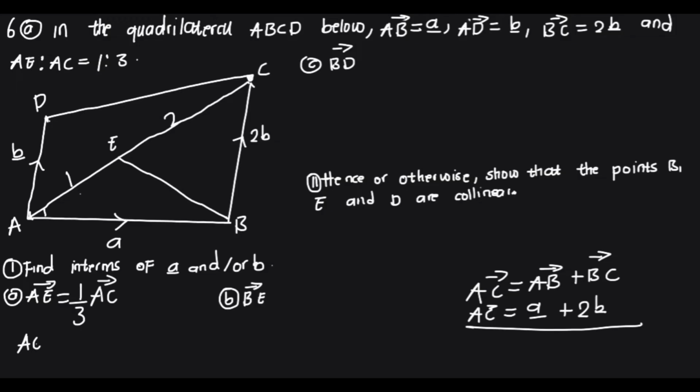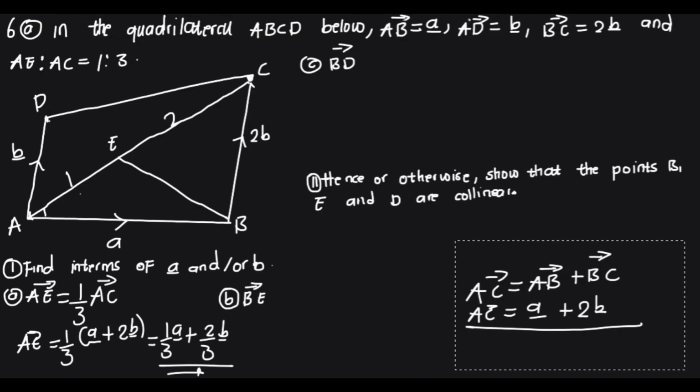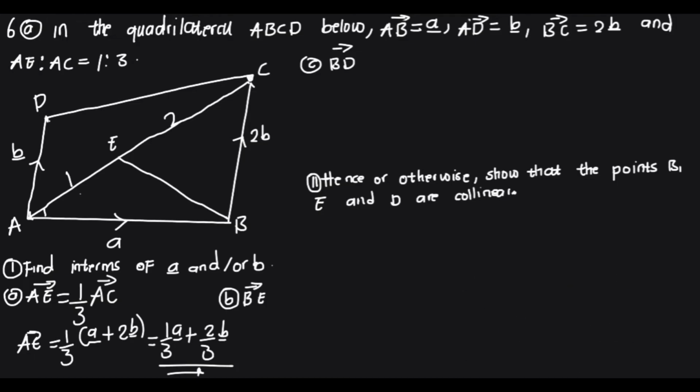So A to E is just equal to 1/3 of vector AC. Our AC is vector a plus 2b. Then if we expand, this will give us 1 over 3 times a is 1 over 3 of vector a, plus 1 over 3 times 2b. So 2 times 1 is 2 over 3 of vector b. So this is our final answer. Okay, so now we can get rid of this one. It has done its work.